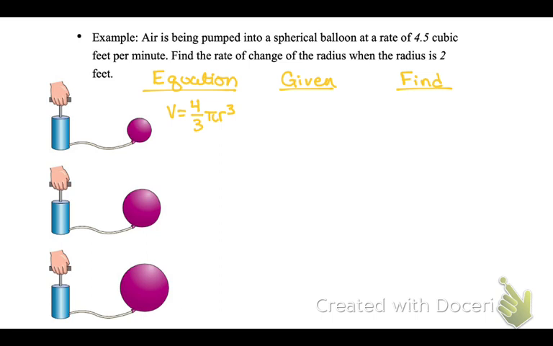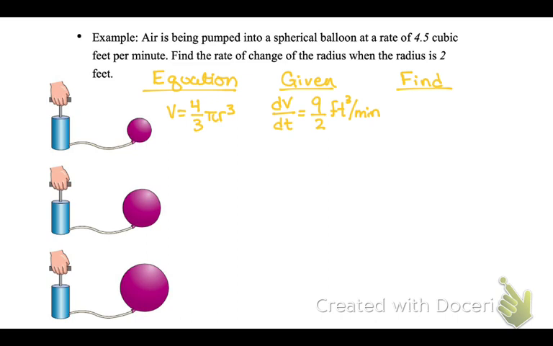Okay, what is 4.5 cubic feet per minute? The rate of the volume. So dV/dt equals 9 halves cubic feet per minute. Do I have to put it in fraction form? Well, when we're going to do math, it will be easier because we have 4/3 that we're going to have to deal with.